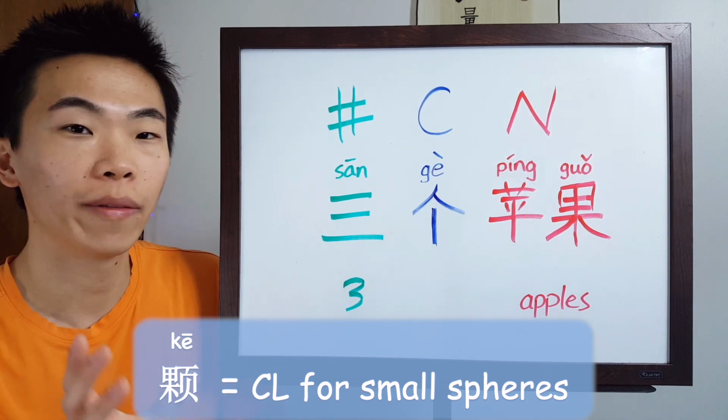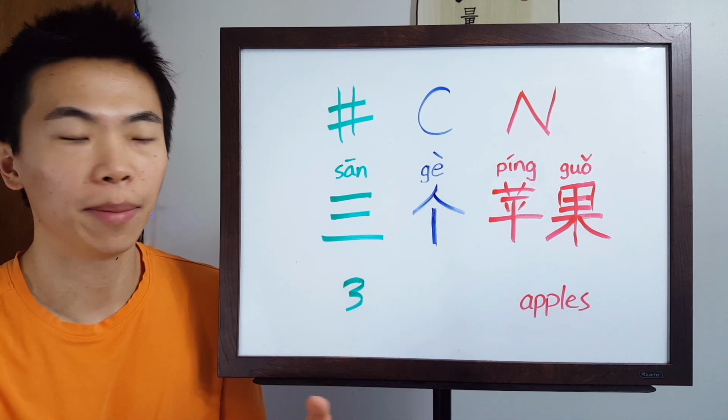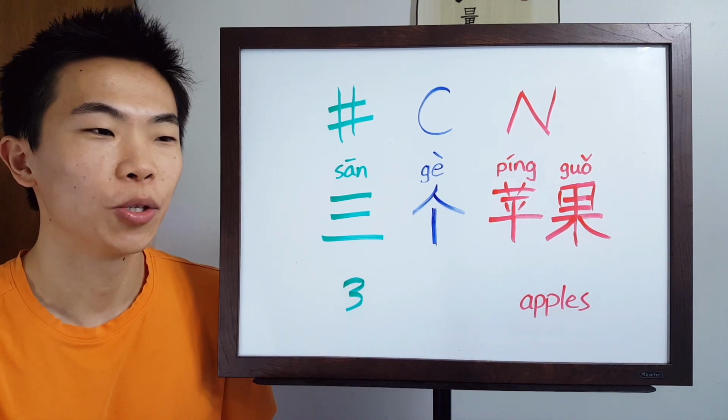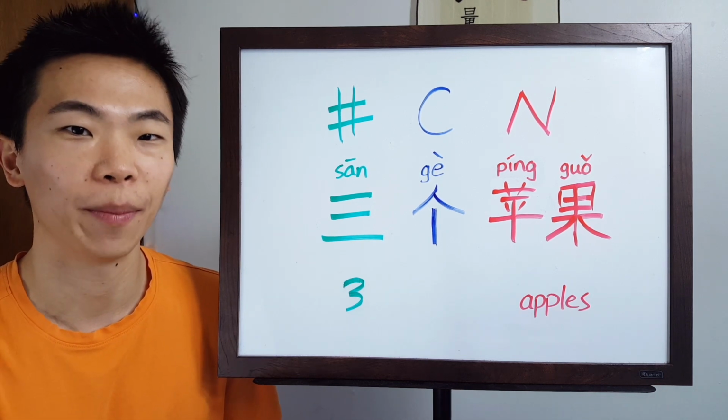And when one of the choices is 个, or whenever you choose to use 个 over another, maybe more specific classifier, you generally will sound more conversational and more casual. So that's something to keep in mind.